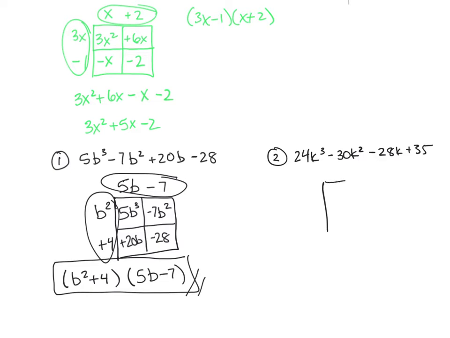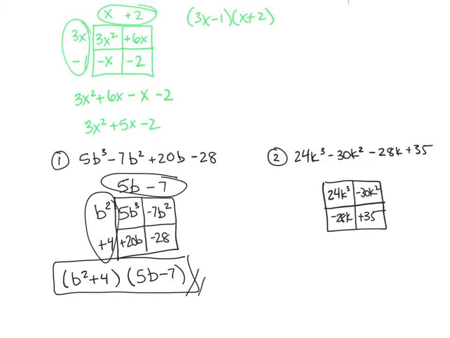So when I set up the box, my top left is going to be my highest value, so 24k cubed. Upper right is going to be negative 30k squared. Bottom left is negative 28k. And lastly, positive 35.